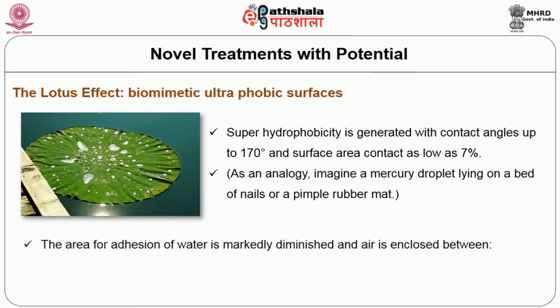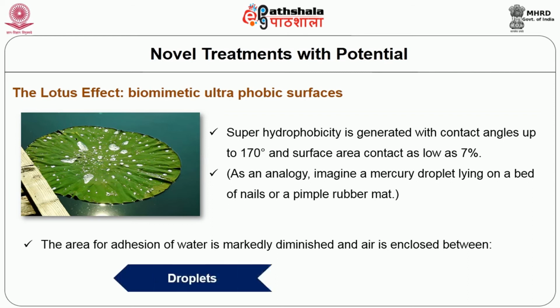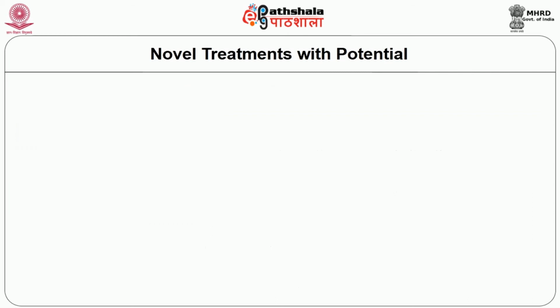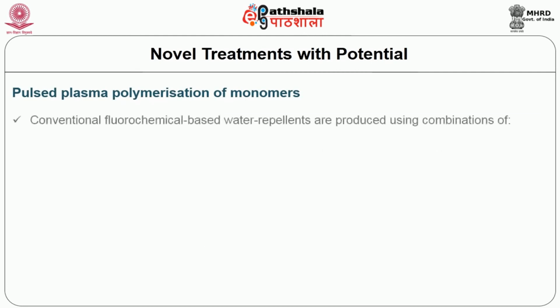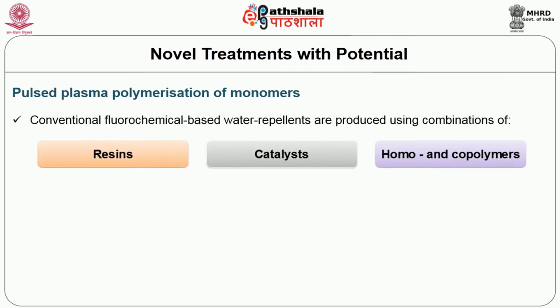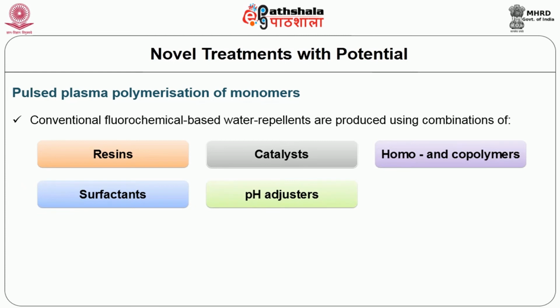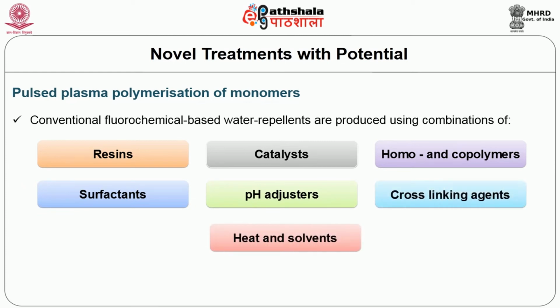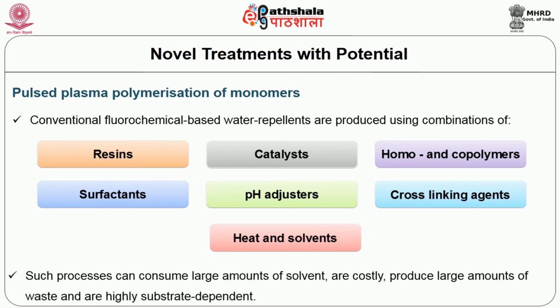As a result, the area for adhesion of water is markedly diminished and air is enclosed between the droplets and the wax crystals. The second one is pulsed plasma polymerization of monomers. Conventional fluorochemical based water repellents are produced using combinations of resins, catalysts, homo and copolymers, surfactants, pH adjusters, cross-linking agents, heat and solvents. It has been pointed out that such processes can consume large amounts of solvents, are costly, produce large amounts of waste and are highly substrate dependent.